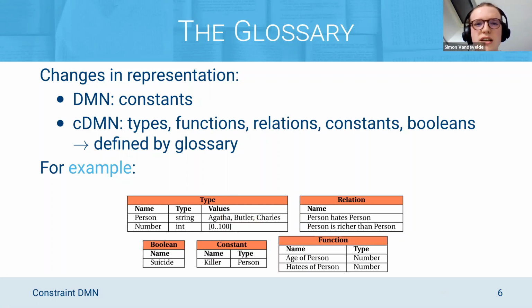Then we have the function glossary table, in which we can define a function. So this is a mapping from one type to another type. So here, for example, we have the age of person function, and this will map every person on a number, which will represent their age. So for both Agatha, Butler, and Charles, we will have an age in this function.